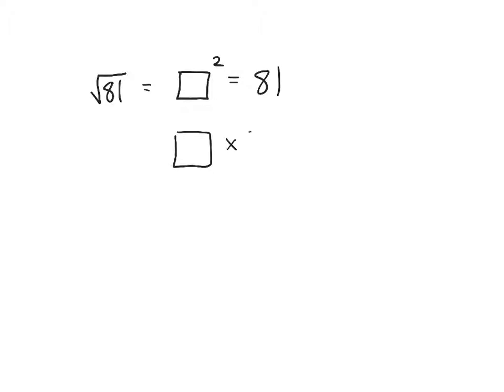Here's another example. We know that 81 is a square number. So if we are trying to find the square root of 81, that means I'm looking for what number squared equals 81. In other words, what number times itself equals 81. And in this case, that number is 9. So the square root of 81 is 9.